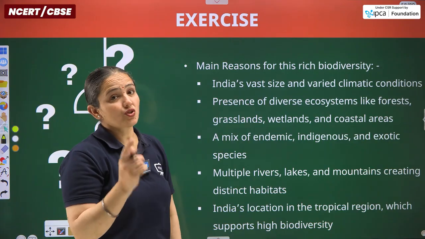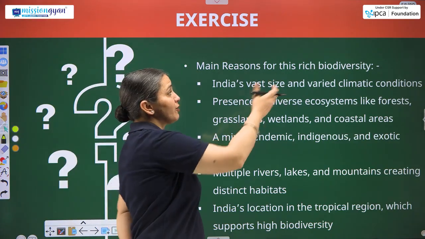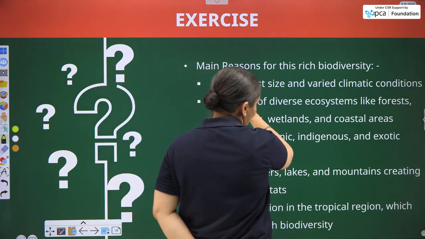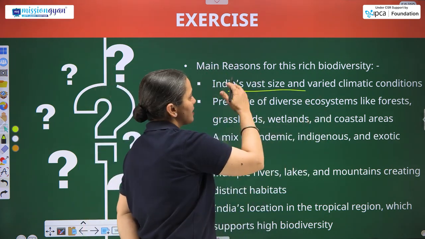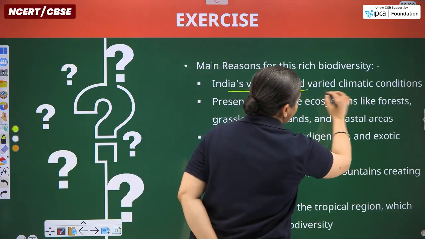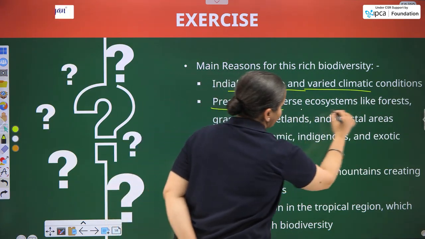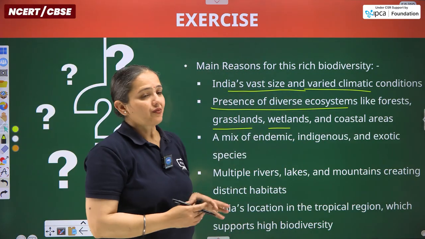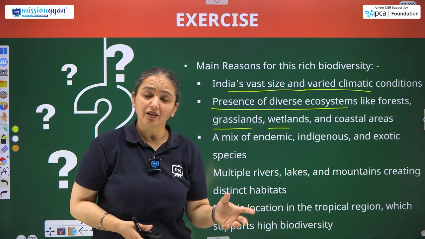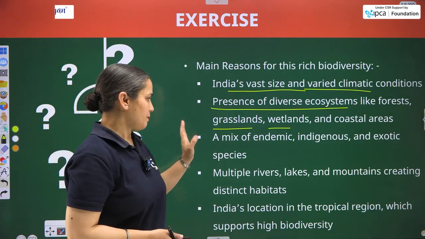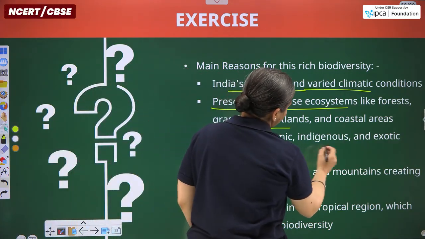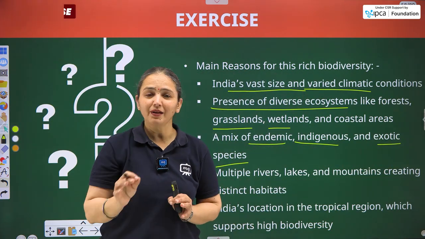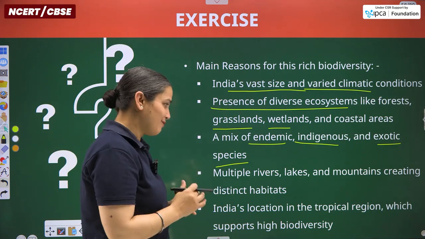Main reasons for this rich biodiversity are as follows. India is a huge land, in terms of vast size and varied climatic conditions, presence of diverse ecosystems, likewise forests, grasslands, wetlands. All these places have their individual type of ecosystem. So certain kinds of flora and fauna sustain over there. A mix of endemic, indigenous and exotic. In the simplest words, unique kinds of flora and fauna.